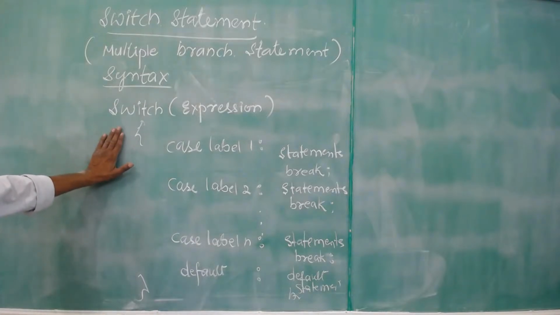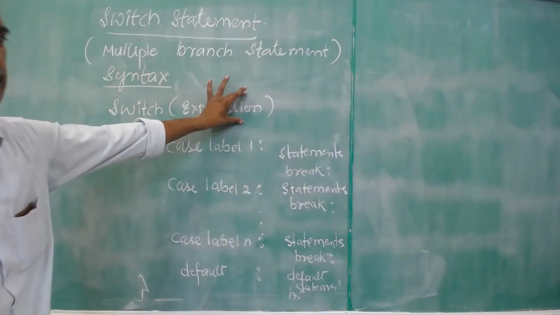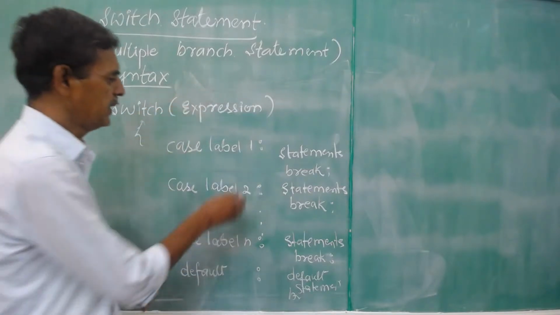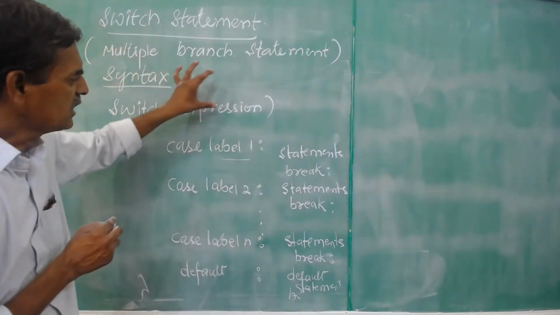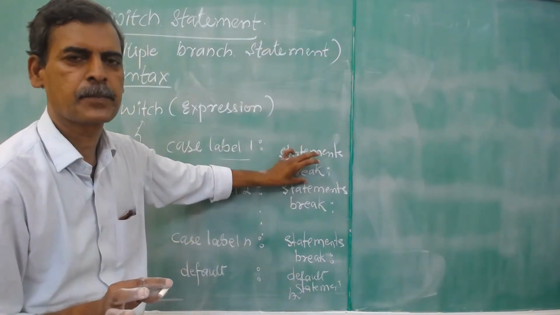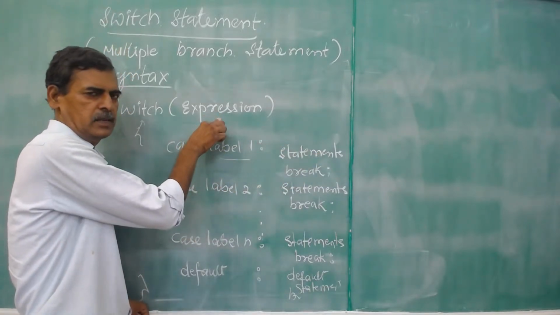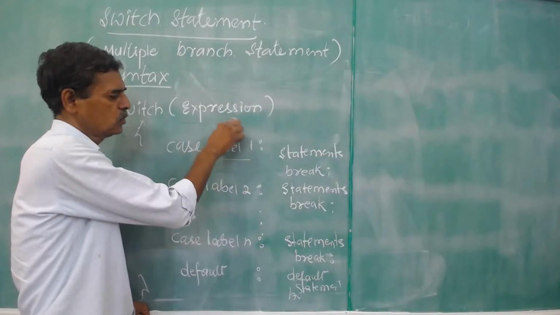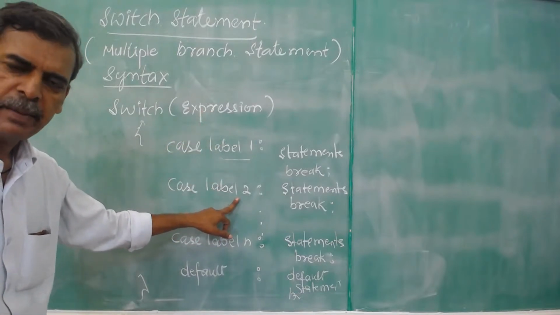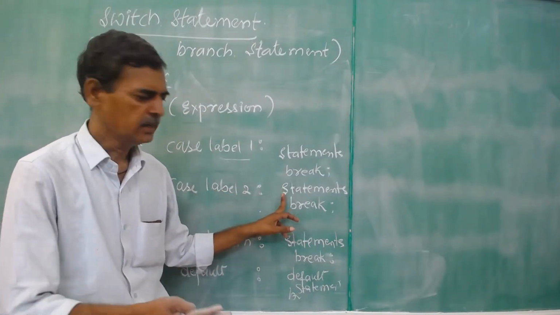So here, first, it contains an expression. The value of this expression is evaluated. The value of this expression is compared with case label 1. If value of expression is matched with case label 1, then statements are executed and the execution breaks. If there is no match between the value of this expression and case label 1, then it goes to the second one. Value of expression is compared with case label 2. If there is a match, then statements in the case label 2 are executed, then execution breaks.